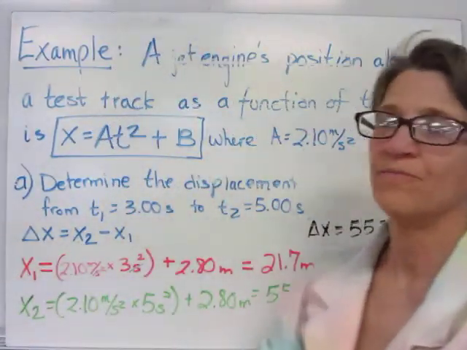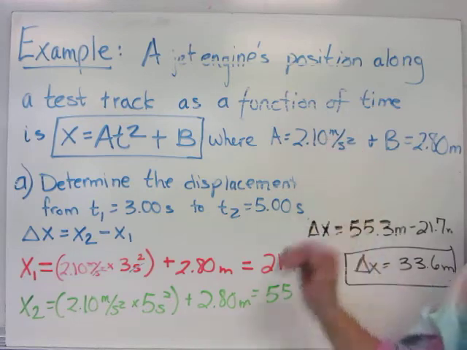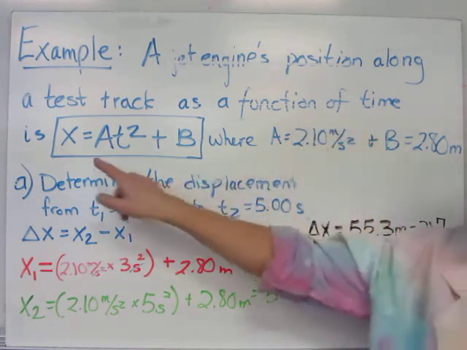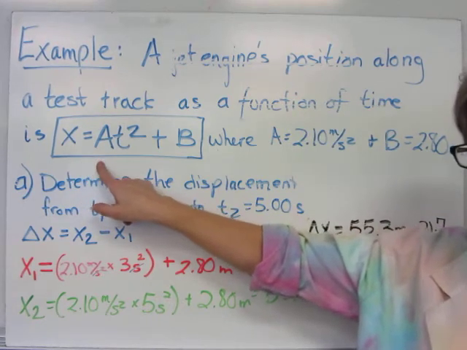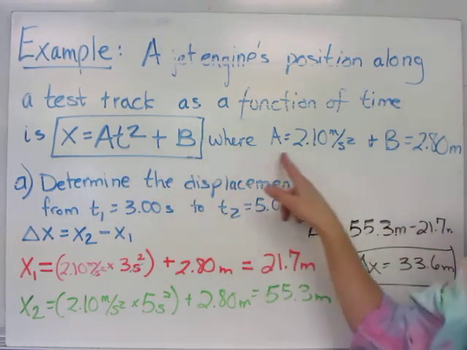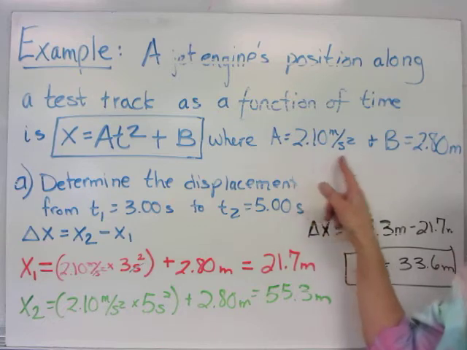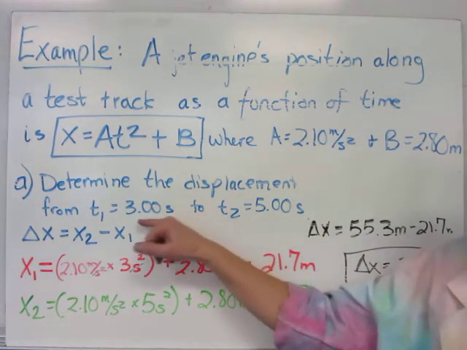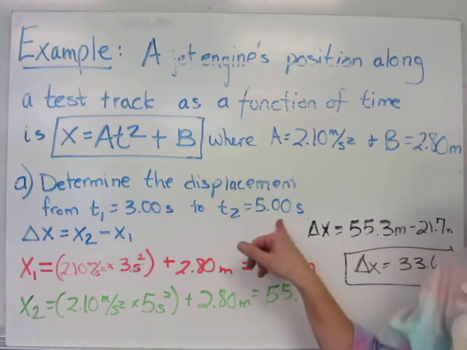Our first example, we have a jet engine along a track, and its position as a function of time is x equals at squared plus b, where a is 2.1 meters per second squared and b is 2.8 meters. Determine the displacement from 3 seconds to 5 seconds.